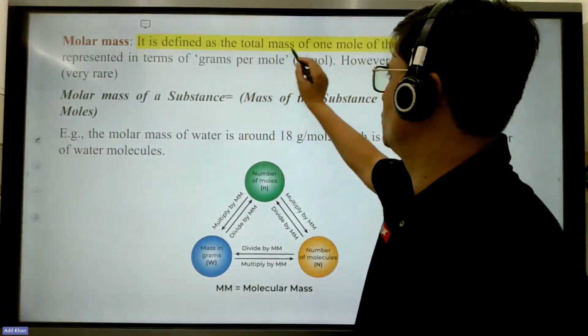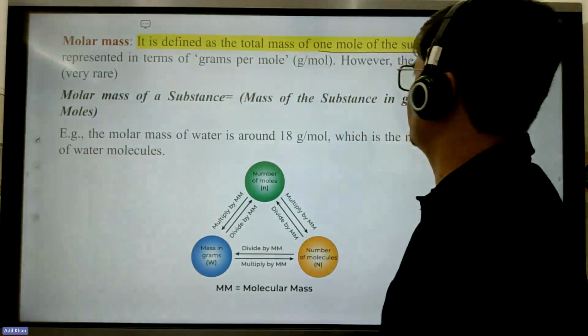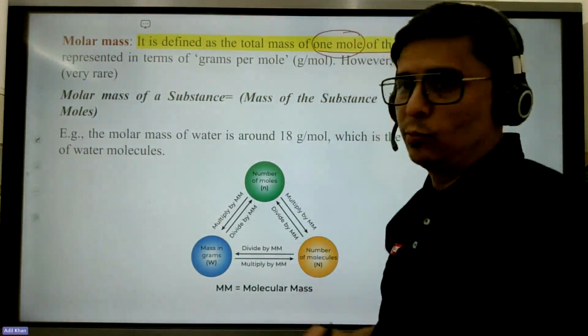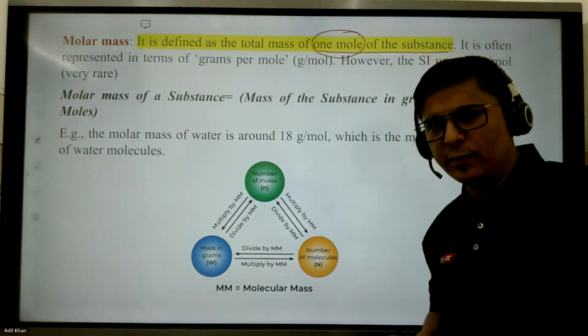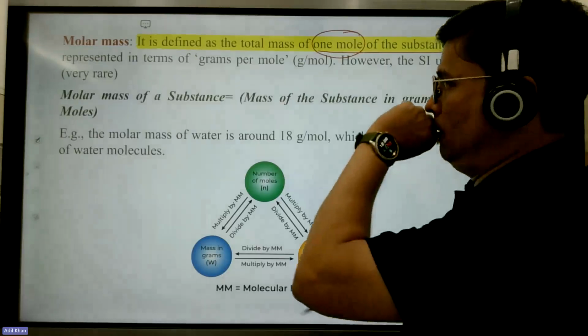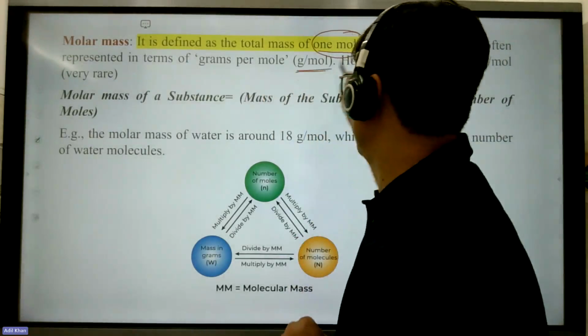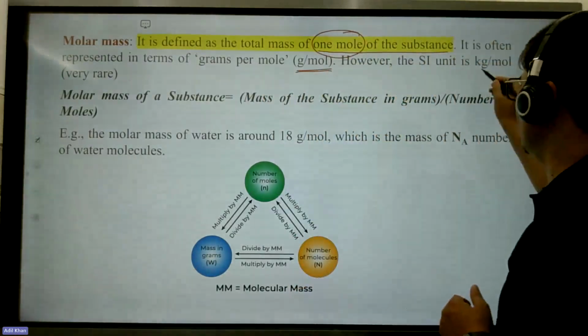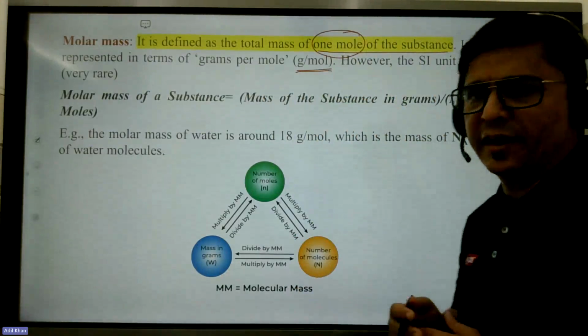Molar mass is defined as the total mass of 1 mole of a substance. So 1 mole of a molecule, 1 mole of a compound, or 1 mole of a substance. The unit is gram per mole. However, the SI unit is kg per mole, but very rarely do we use it.